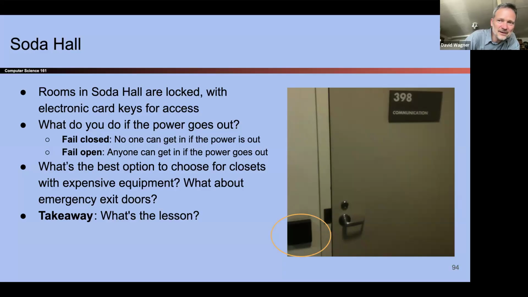Any lessons? Does that have any relevance to software? What should my firewall do if I can't contact the log server where it's uploading logs of connections?